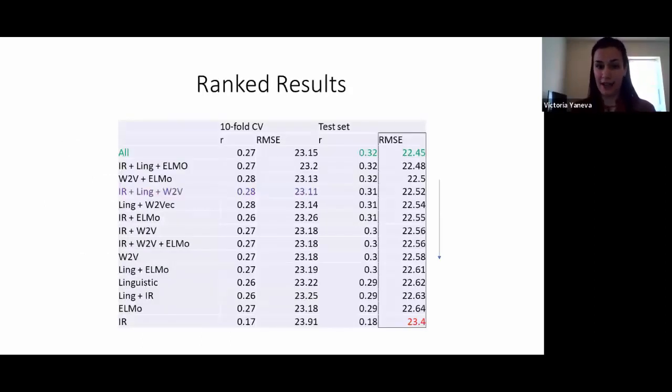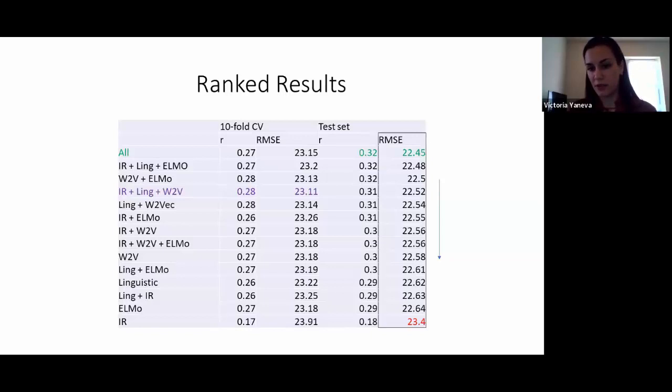So these are our ranked results. Here you can see that we report results for both the test set and for 10-fold cross-validation, because since we decided to use random forests, it wasn't too computationally expensive to perform cross-validation as it would have been if we had used the deep neural network. And we have a combination of all features and then different subsets of the features, and towards the bottom of the table you can see the individual features.